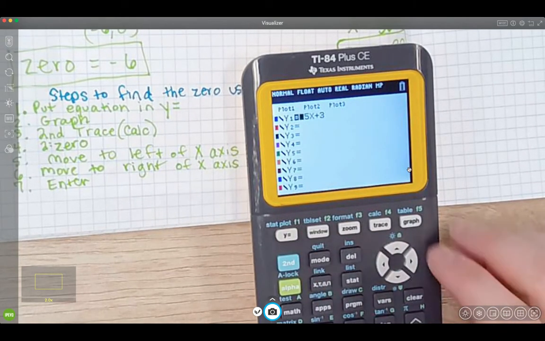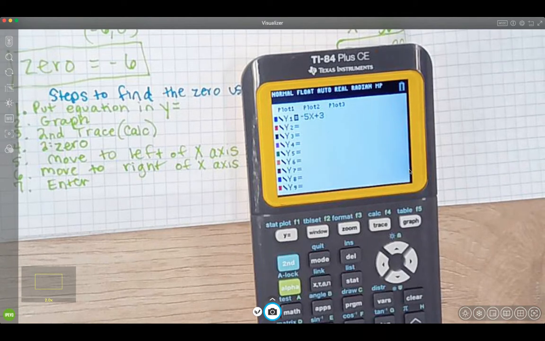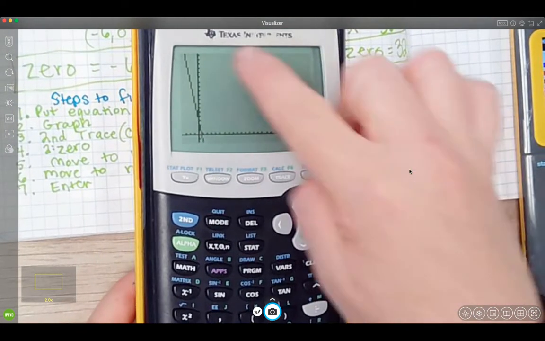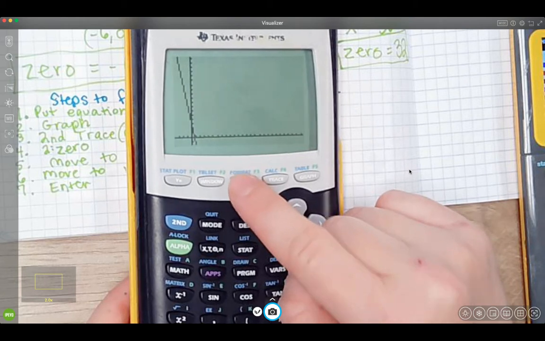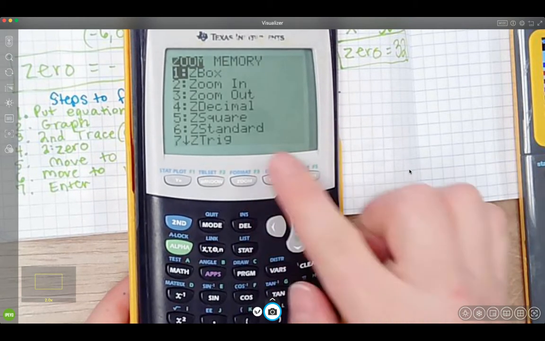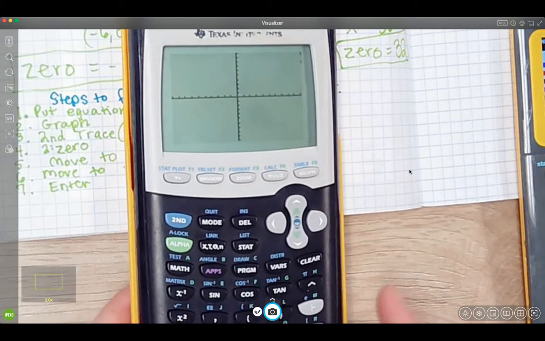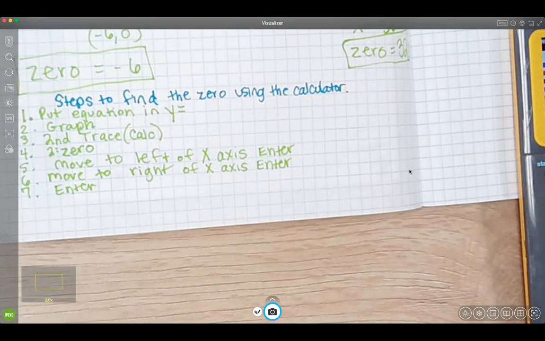Go to y equals, yeah. Go to graph. Okay, so the graph is off-centered. So that's dealing with your format. So you go to zoom. I want to go to standard 6. And that gets you back to where you want to be.